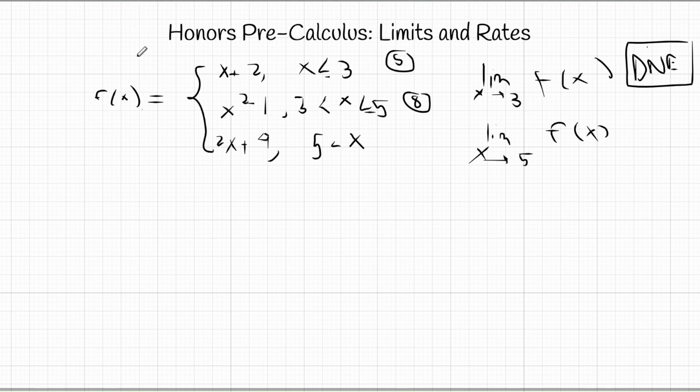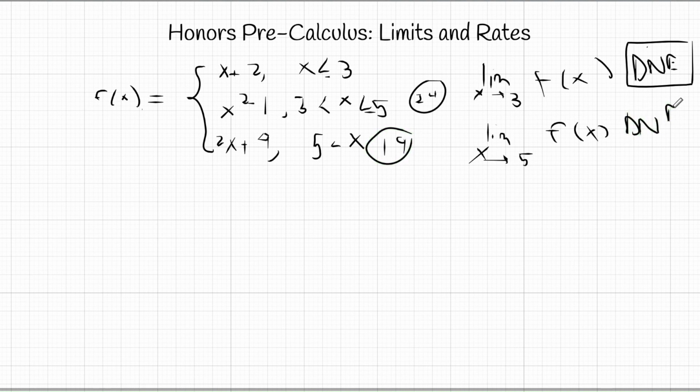Now, let's look at the second limit, which is x approaches 5. So you plug in 5 here, you get 5 squared minus 1. 5 squared is 25, minus 1 is 24. Let's look at the second one, 2x plus 9. So 2 times 5, because we're plugging in 5, 2 times 5 plus 9, which would be 10 plus 9 or 19. Again, the limit of this function is DNE.